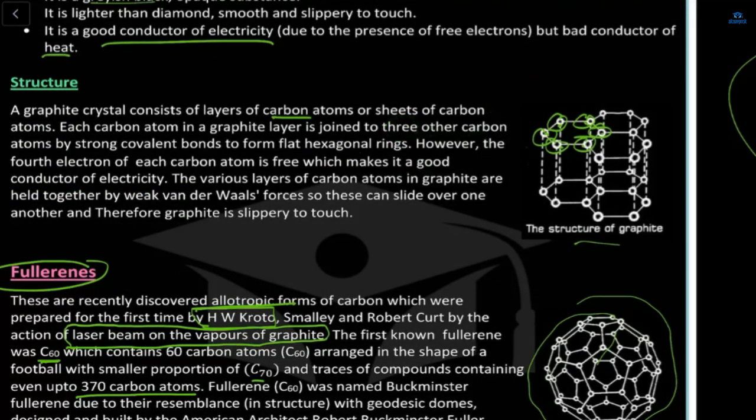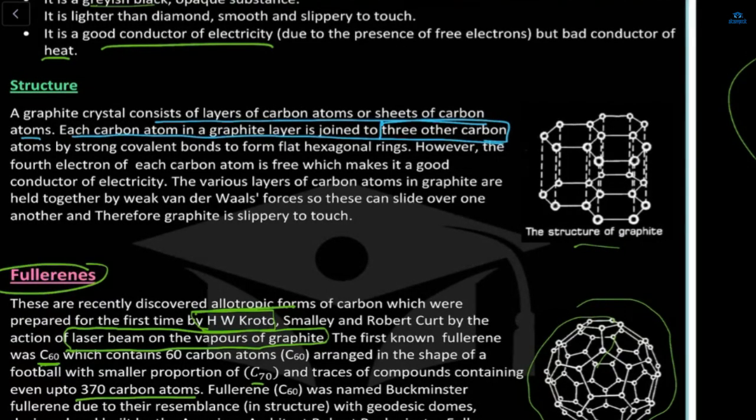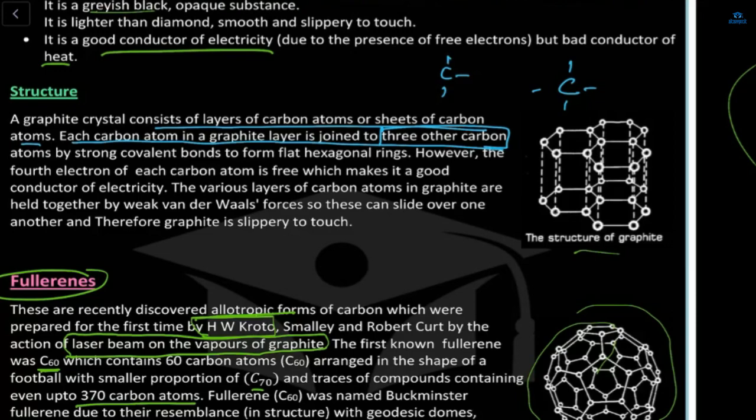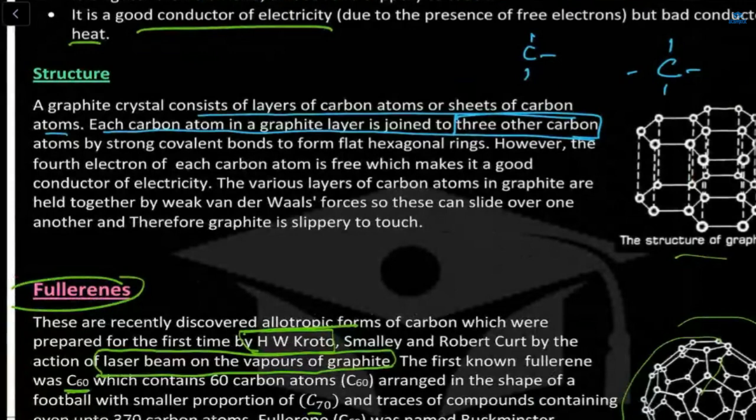So this is the structure of your graphite. Graphite crystal consists of layers of carbon atoms or sheets of carbon atoms. Each carbon atom in a graphite layer is joined to three other carbons. In the diamond, each carbon is joined with four other carbon atoms, and here in the graphite, each carbon atom is joined with three other carbon atoms. This is the main difference between diamond and graphite. They are joined by strong covalent bonds to form flat hexagonal rings. However, the fourth electron of each carbon atom is free, which makes it a good conductor of electricity.